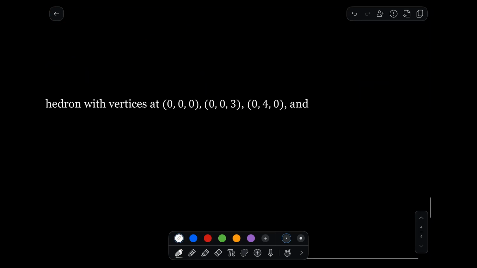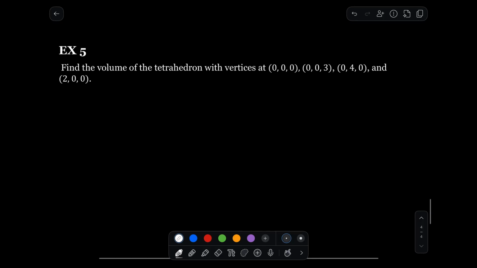Perfect. And for example 5, find the volume of the tetrahedron with vertices at the origin, (0, 0, 3), (0, 4, 0), and (2, 0, 0). If you want to solve for the tetrahedron on your own, feel free to do so. I have a shortcut if you want to see that as well. And let's get right into it.